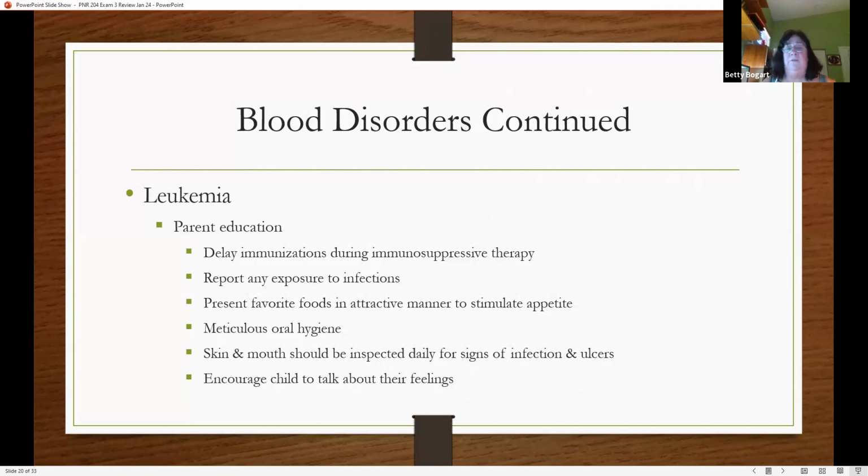There's no immune system. Their mouth gets ulcers, they don't feel like eating, so give them whatever they want to eat. If their favorite food is a cheeseburger from McDonald's, get them that cheeseburger from McDonald's. You need to get the nutrition in there. Good oral care, right? And one of the things about leukemia, these kids are scared. They have that big C word, and you need to let them talk.